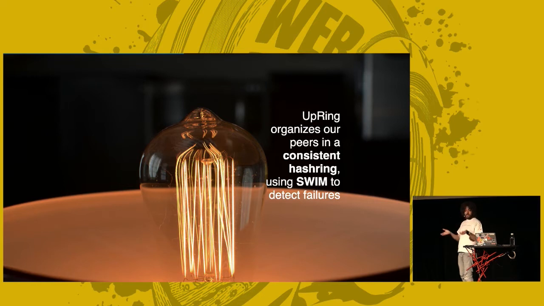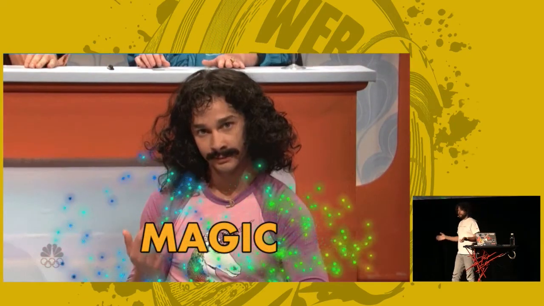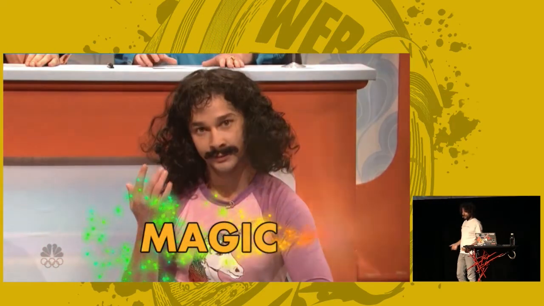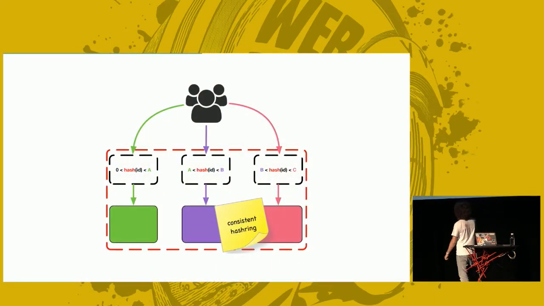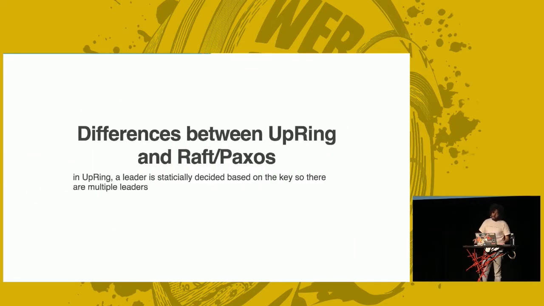So what does UpRing do? UpRing organizes my data in a consistent hashing. That's the actual term for what DynamoDB does. And it uses SWIM to detect failures. So no, it's not magic, okay? It's definitely not magic. It actually works. So how does it do the consistent hashing? Instead of a static table, it uses a hash to allocate the data to my peers. And yeah, have any of you heard about Raft and Paxos?